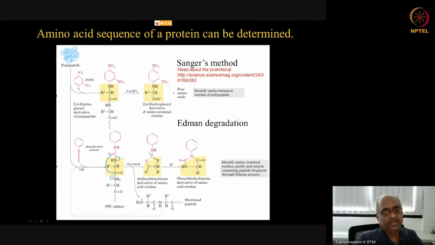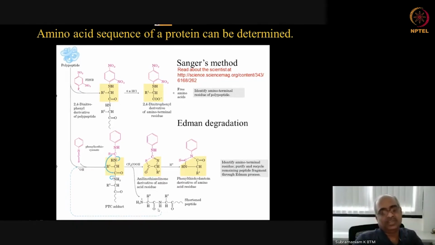And this can be separated, and this hydrolysis is done by trifluoroacetic acid. Instead of boiling with 6 molar HCl, this is a milder but effective treatment for this cleavage and the cyclization. So now this derivative can be identified, while the rest of the polypeptide chain is left intact. So this is a polypeptide chain that is shortened by only one amino acid. Now you can purify this and repeat the process again, and by doing this, the sequence can be determined.